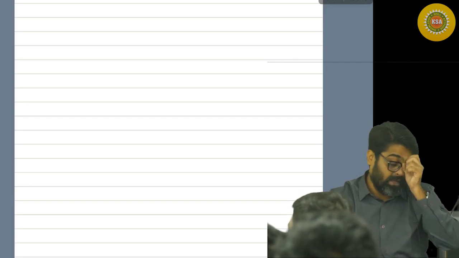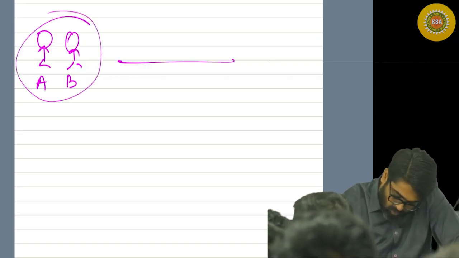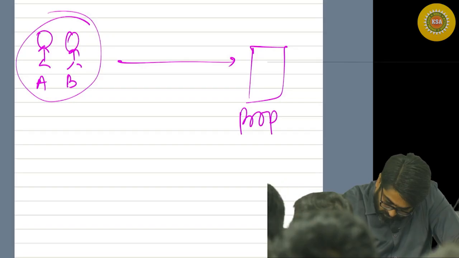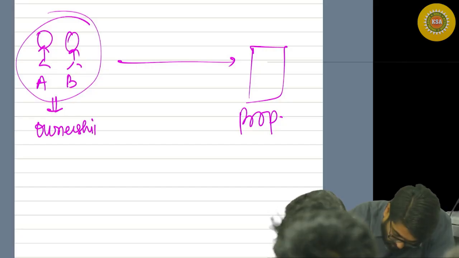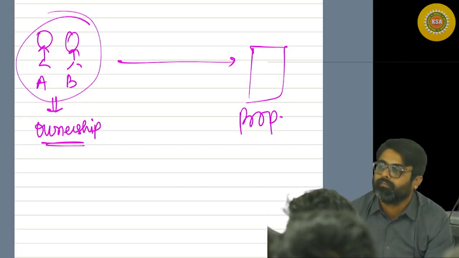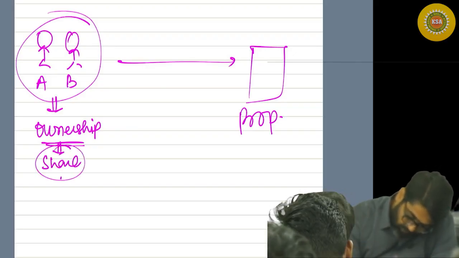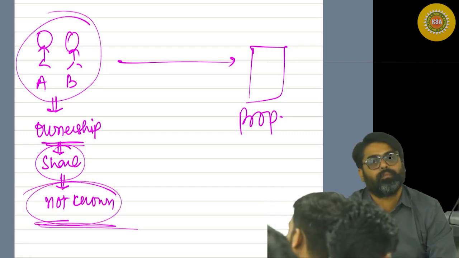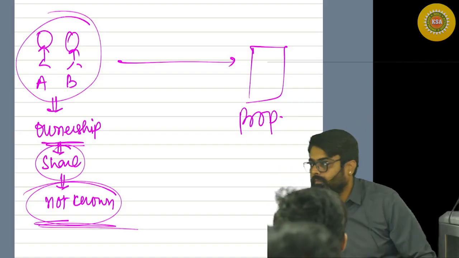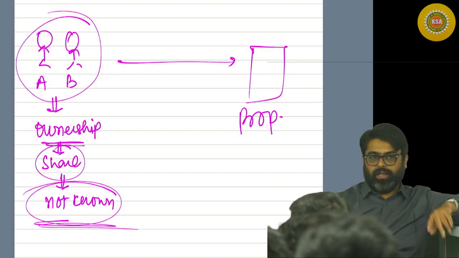Now next one. Next point. Now see, this A and B, both are the co-owners of a property. Yes or no? Now both are the co-owners, but the ownership share is not known, or cannot be ascertained also. Possible? Possible. How come? I'll give you one example.